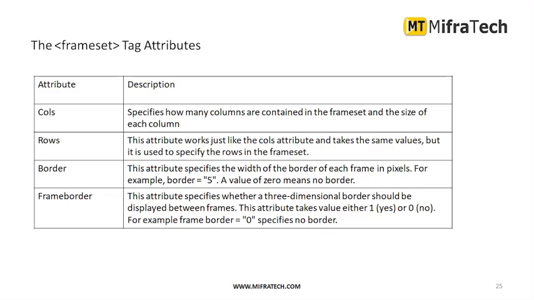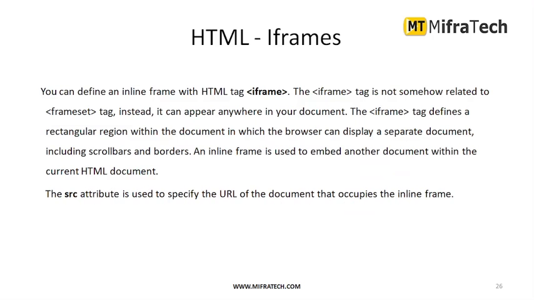Cols, as you know, specifies how many columns and the frame width has been set. Rows and border specify how many pixels the border should be. The frameborder specifies whether a three-dimensional border should be displayed between frames. This attribute takes the value either 1, like yes, or 0, like no. For example, frameborder equals 0 specifies no border.